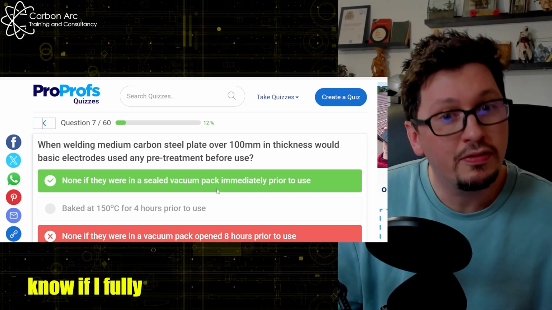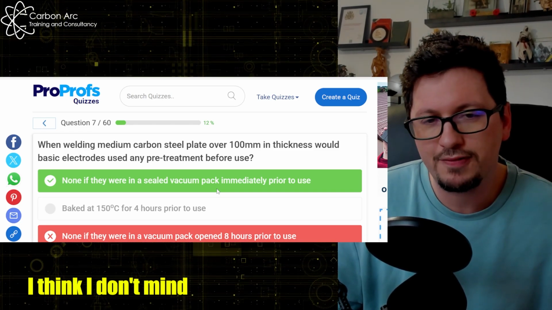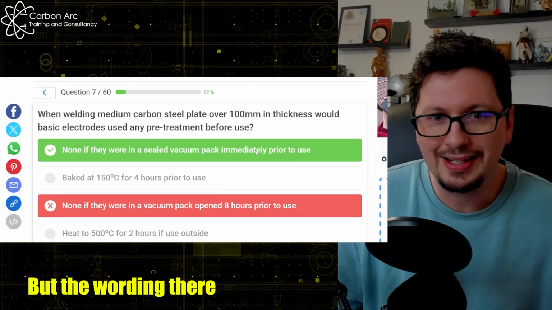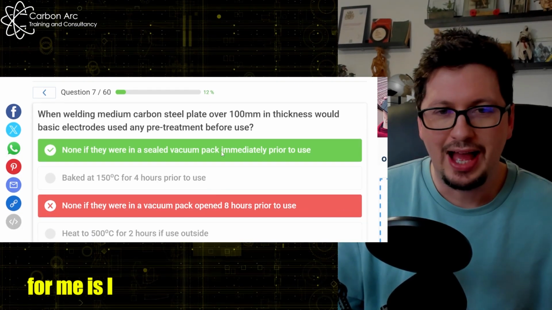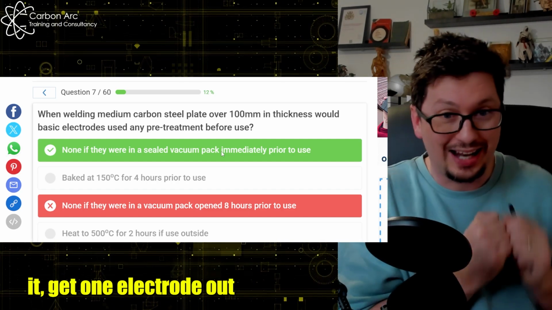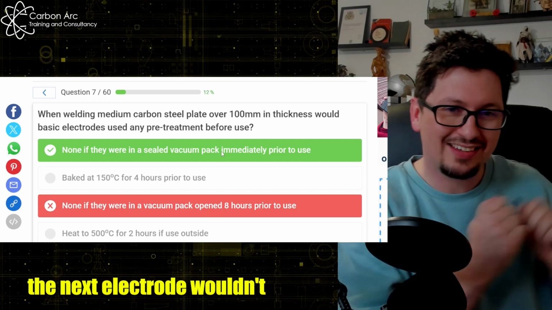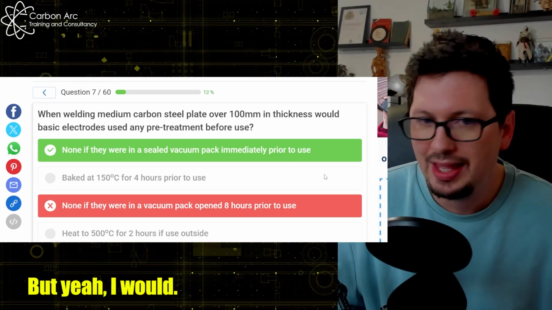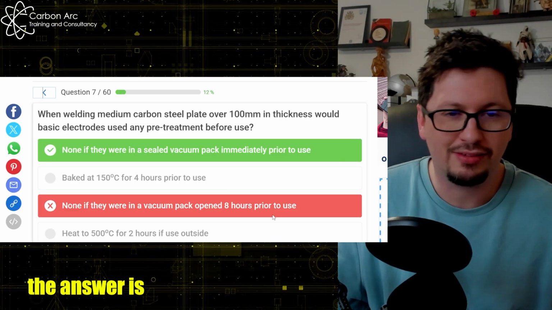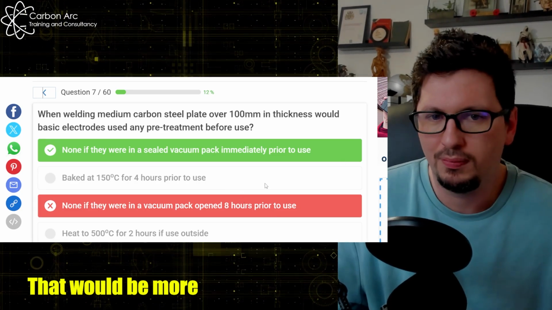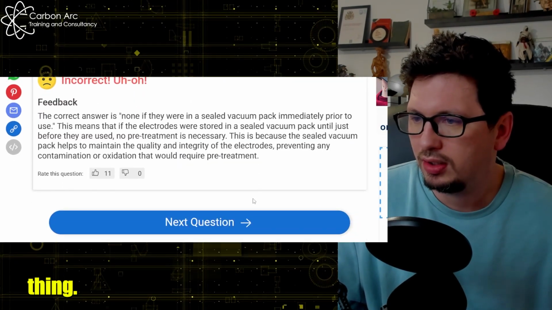I don't know if I fully agree with that. I don't mind being wrong, but the wording there for me is I literally would have to open a pack every time I use it, get one electrode out, because to use the next electrode wouldn't be opened immediately. But yeah, I would like to think the answer is 8 hours before use, and then I don't have to do anything. That would make more sense.